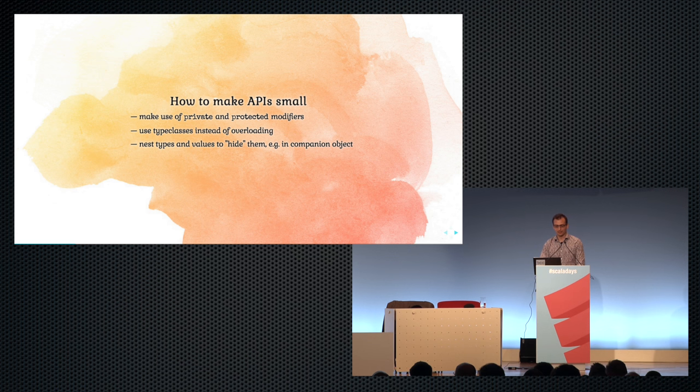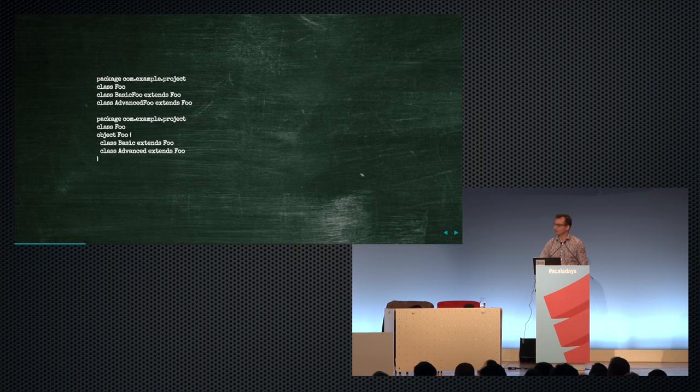One really simple trick, and I don't claim this is profound in any way, but hide types inside others, nest them. So, for example, if we started off with code like this, I don't know what foo does, but we've got a foo. We've got subclasses of foo called basic foo and advanced foo. Who knows what they are? But we've got three types that are visible in our project package there. Instead, we could write these like the second half of the slide. Put the basic and advanced versions inside the foo object. Again, this is not profound. This is just saying nest things more deeply, hide stuff away, take advantage of the namespace facilities of Scala to keep APIs clean.